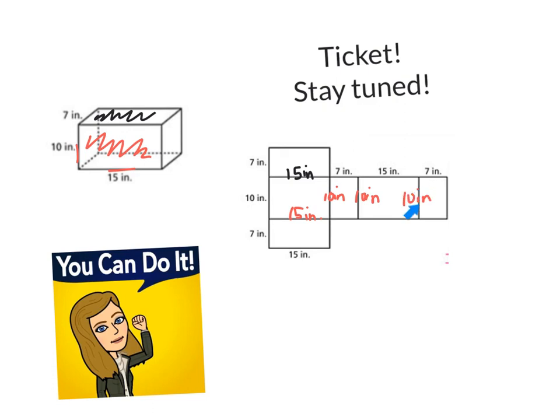So now you have all of the lengths and widths that you will need to solve for the surface area of this rectangular prism. Good luck, you can do it.